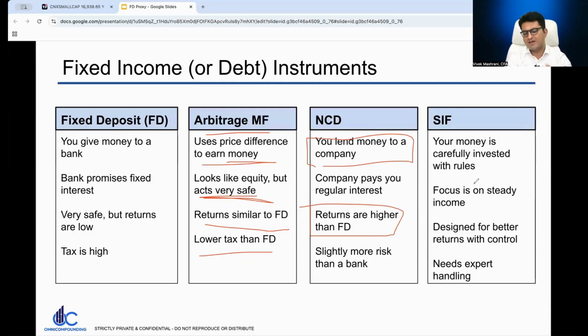And then there are a lot of SIFs which have come up, which have an overall structure like a mutual fund. You get a tax advantage. The ticket size is some 10 lakh rupees, but you get better control, and there are a lot of underlying experts who are handling it.